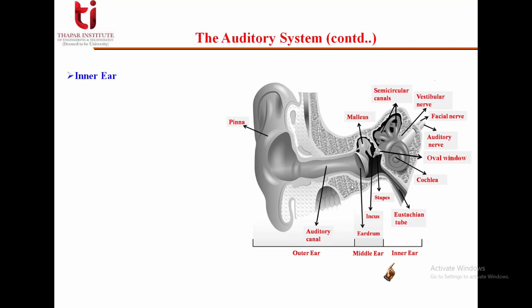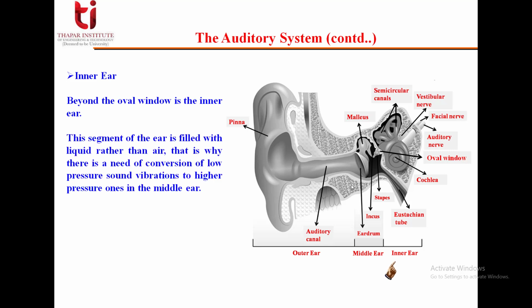Now we'll begin with the inner ear. Beyond the oval window is the inner ear. So in between the middle ear and the inner ear we have the oval window, which is acting as a gatekeeper. This segment of the ear is filled with liquid rather than air. As we have seen, the middle ear is an air-filled cavity, but in the inner ear we have liquid rather than air. That is why there is a need for conversion of low pressure sound vibrations to higher pressure ones in the middle ear. Thus we have converted that low pressure into high pressure.